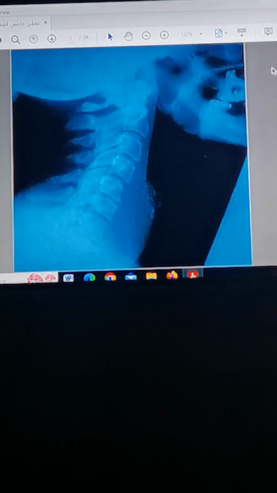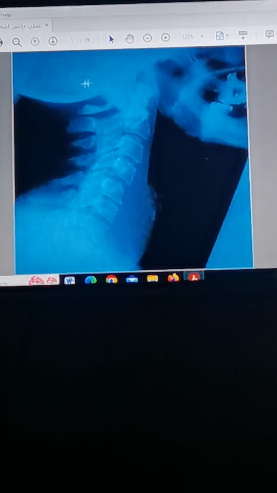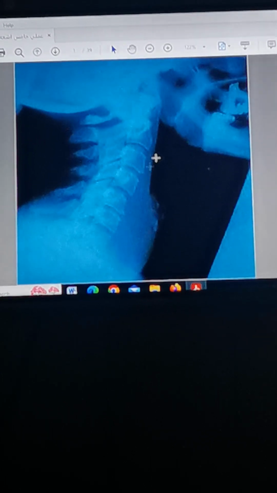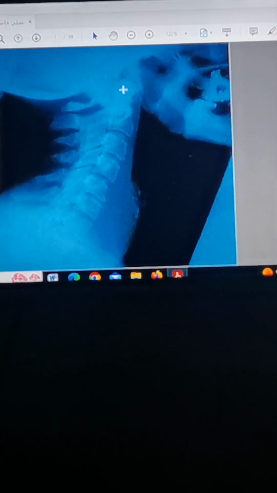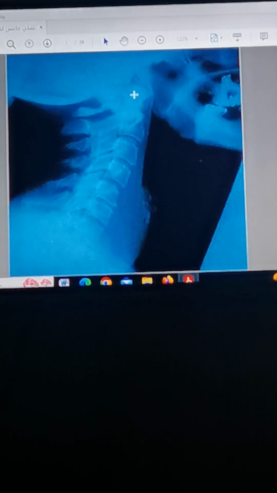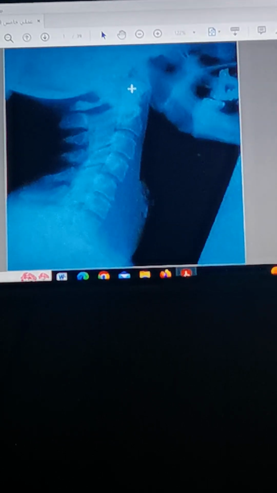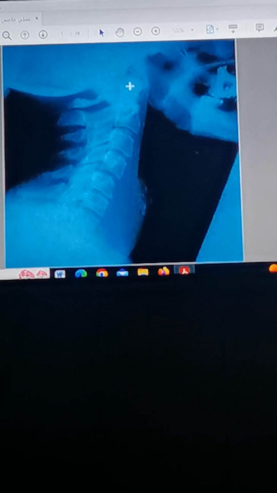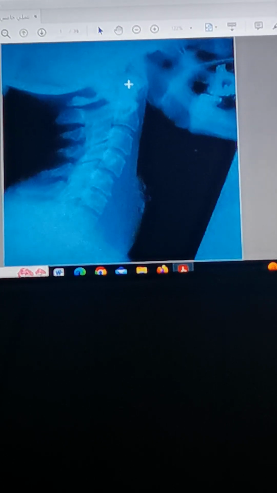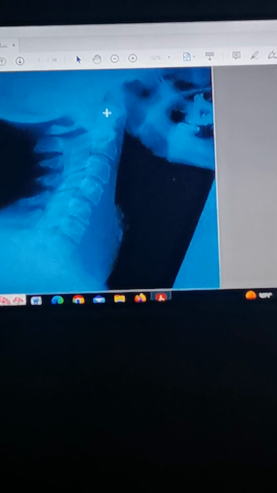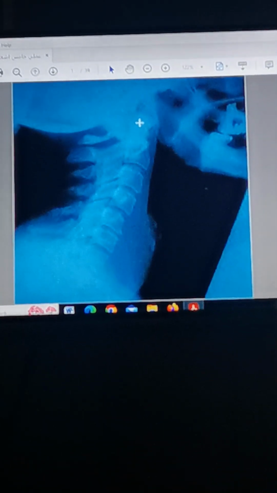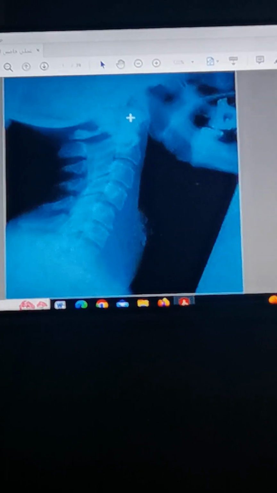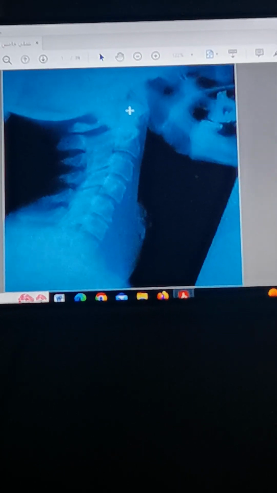So this is a plain film for the neck of a patient. This is the cervical vertebrae, and this patient presented with difficulty in swallowing. I mean dysphagia. When you have dysphagia in the cervical region, it is the job of the ENTist rather than any other specialty.